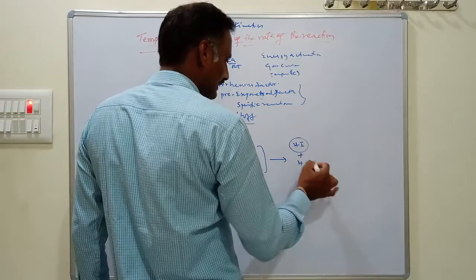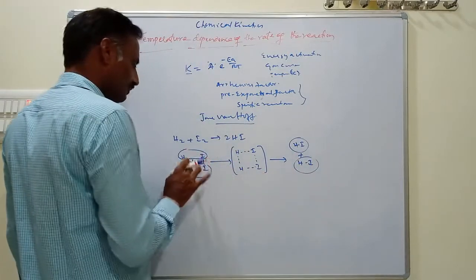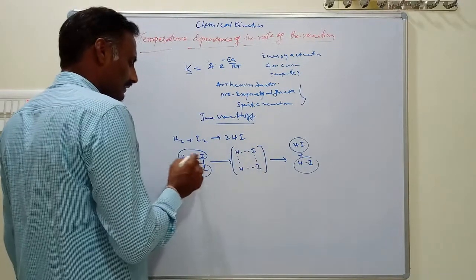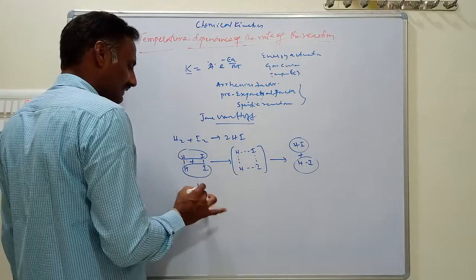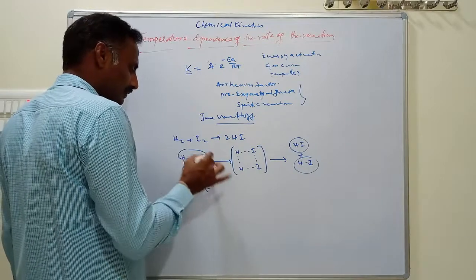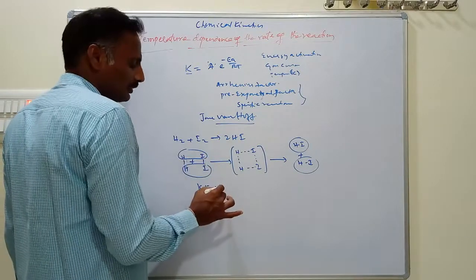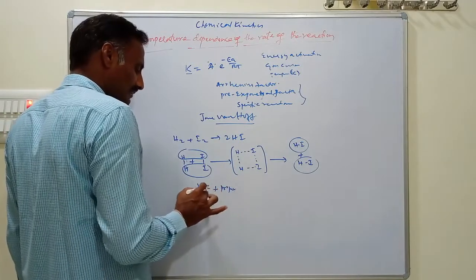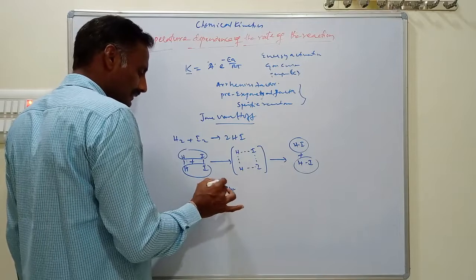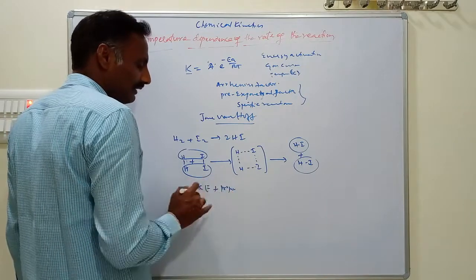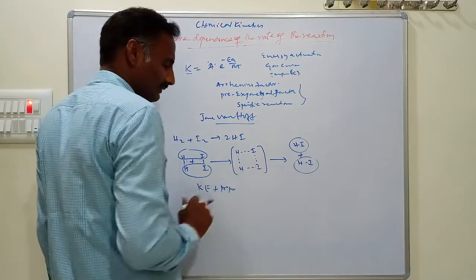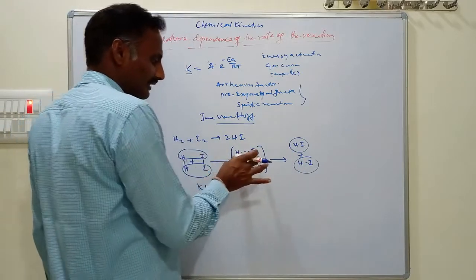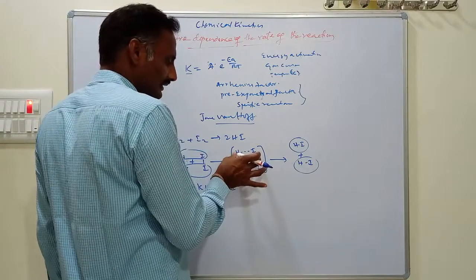For the formation of the HI molecule from reactants H2 and I2, they should satisfy two conditions. One is that the reactant molecules should have sufficient kinetic energy, and also they should have proper orientation. Proper orientation of molecules and sufficient kinetic energy lead to effective collisions. These effective collisions lead to the formation of products. During formation of the product, the reactants should form this intermediate complex.